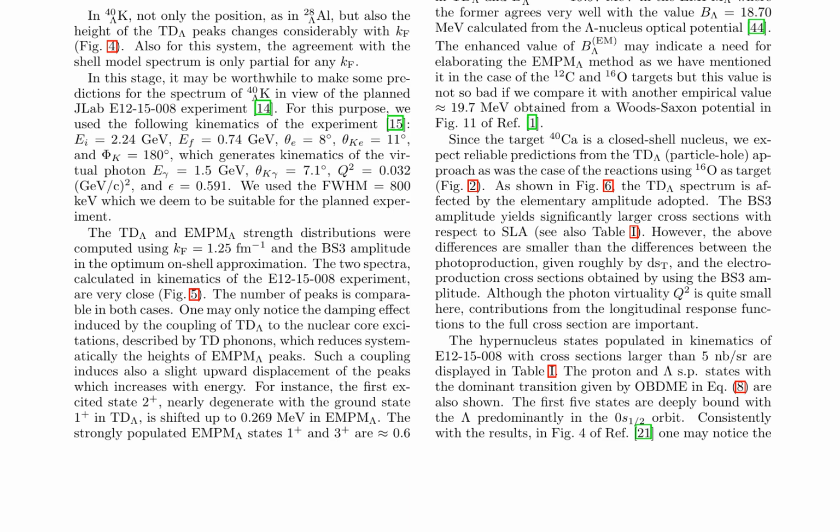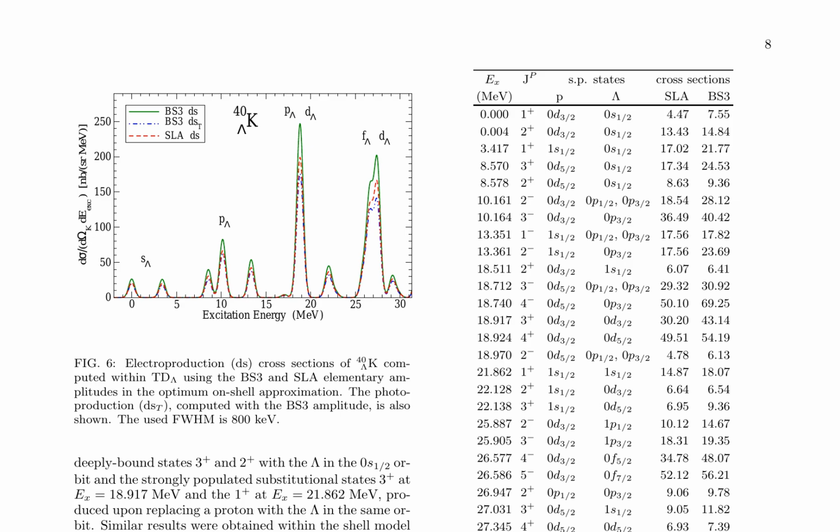The TDΛ spectrum is influenced by the elementary amplitude adopted, with the BS3 amplitude yielding significantly larger cross-sections compared to SLA. The hypernucleus states populated in the kinematics of the E12-15-008 experiment are displayed in tables I and II, with the proton and lambda single particle states and dominant transition given by OBDME. The electroproduction cross-sections of 40 Λ K and 48 Λ K are computed within the TDΛ framework using the BS3 and SLA elementary amplitudes.